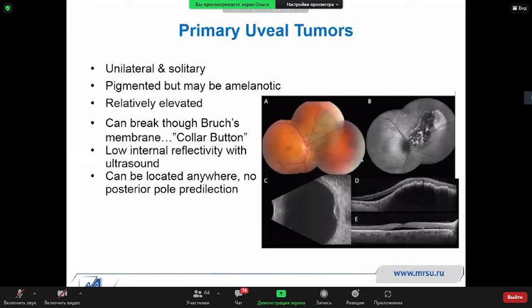What about primary uveal tumors? They are unilateral or solitary. They are relatively elevated. We can see it on the B scan. They can be located anywhere, but they like the posterior pole mostly, near the optic disc, or, for example, a big melanoma in the central part can be too. Here on the optical coherence tomography, we can see the retinal detachment and the choroidal pigment process, malignant process.